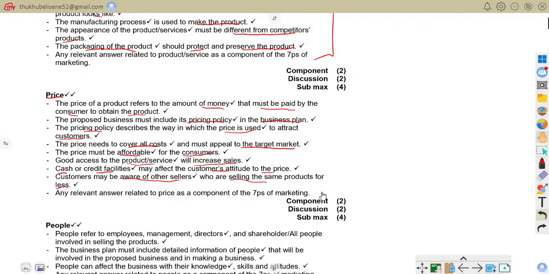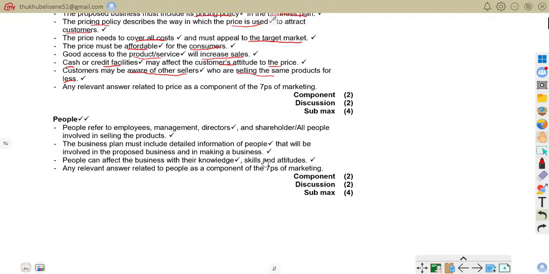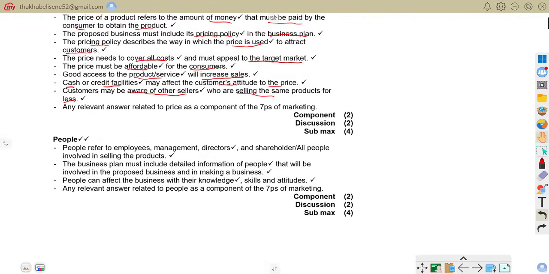So now let us move on to people. As we have said, people is one of the marketing mix. People refer to employees, management, directors, shareholders, all people involved in selling the product. That's what we are talking about.